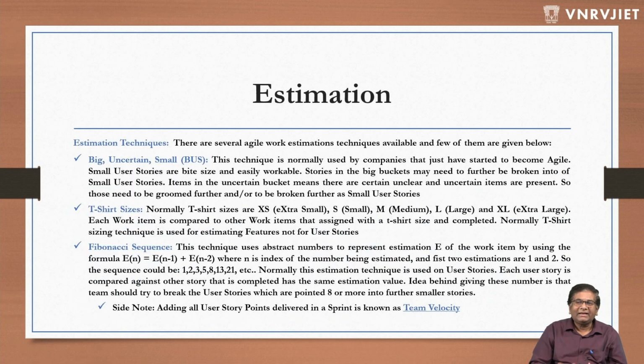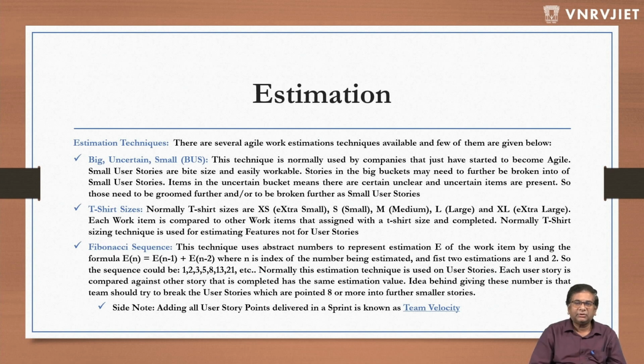Now let's talk about various estimation techniques. As I said, there are two levels at which we normally do estimation in Agile. One is the feature level, another is the story level. Now, there are firms which are pretty new to Agile. For those firms, the first technique is used, which is called the BUS technique, which stands for big, uncertain, and small. So this technique is normally used by, like I said, companies that have just started to become agile.